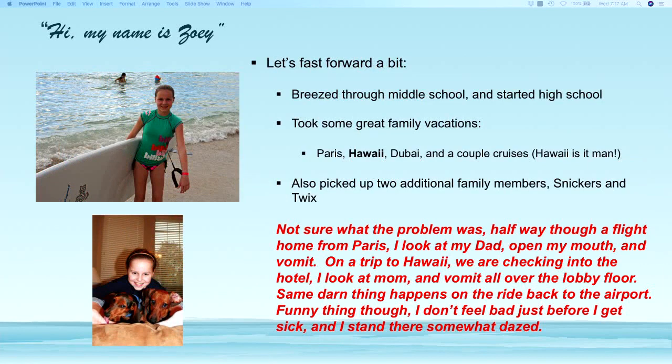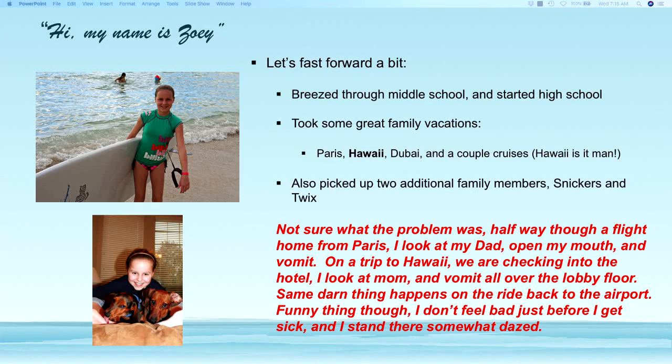Okay, we're going to fast forward a little. I breezed through middle school and started high school, took some great family vacations. My parents took me to Paris, Hawaii, Dubai, and a couple of cruises, and Hawaii is it for me. I mean, that's my special place, and I just love going to Hawaii. We also picked up two additional family members, two wiener dogs, Snickers and Twix, and since then, we've also added Hershey and Crunchy to the collection.